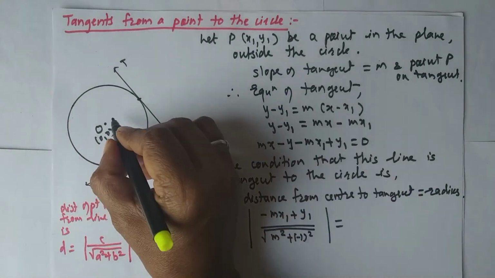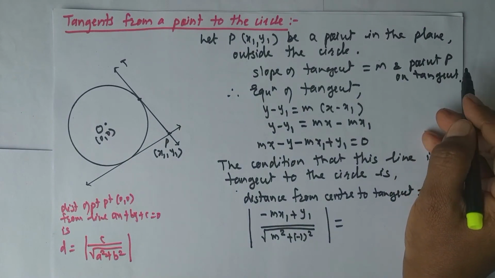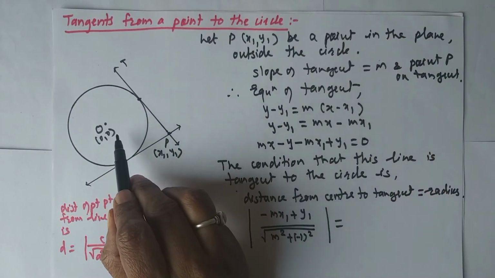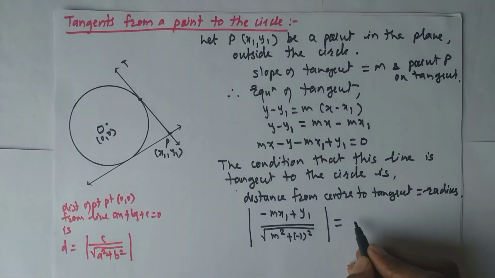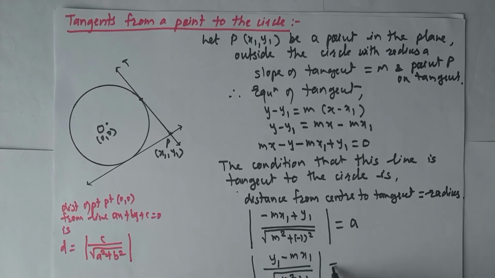And what is the radius of the circle? Here we are considering radius a. We are considering here the standard circle, therefore its radius is a. Okay, now simplify this. This is nothing but y1. I will take this negative term first, then minus mx1 divided by under root m square plus 1 is equal to a.